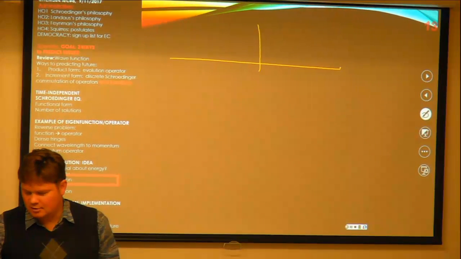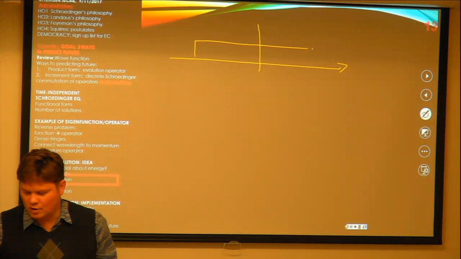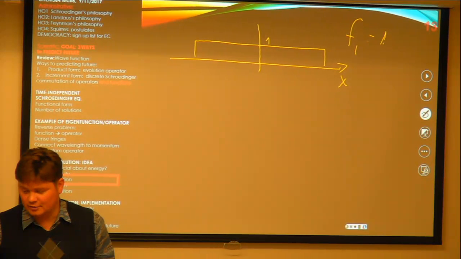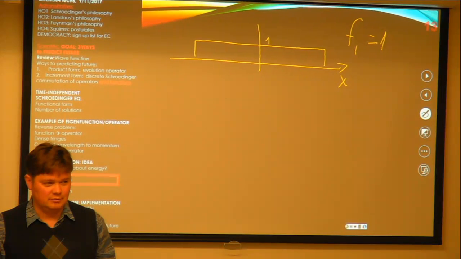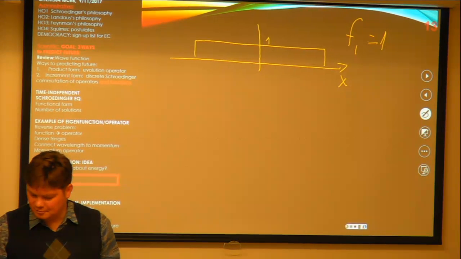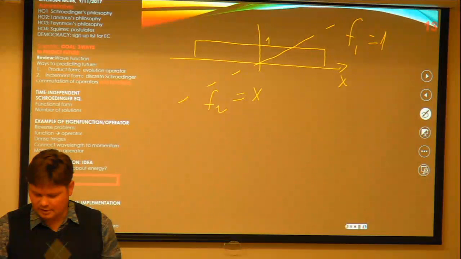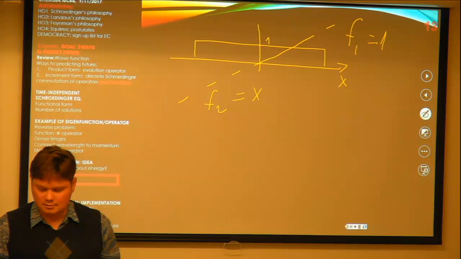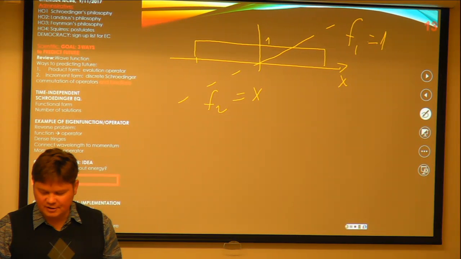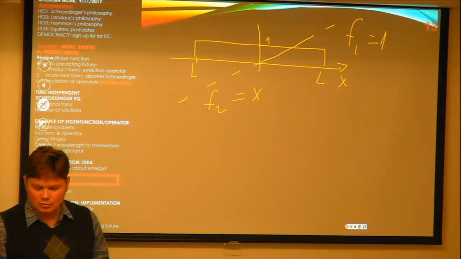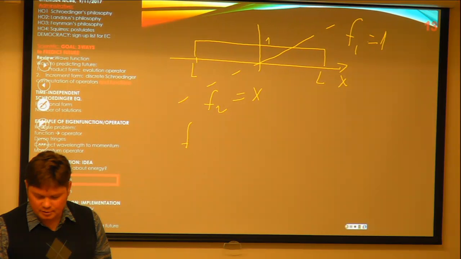Let's draw a simple function which will be just 1 everywhere. So function 1 equals 1. Now function 2 equals x. And now our infinity will be equal to capital L. Suppose that we do this operation. We have the integral of function 1 times function 2 dx. What are we going to get?